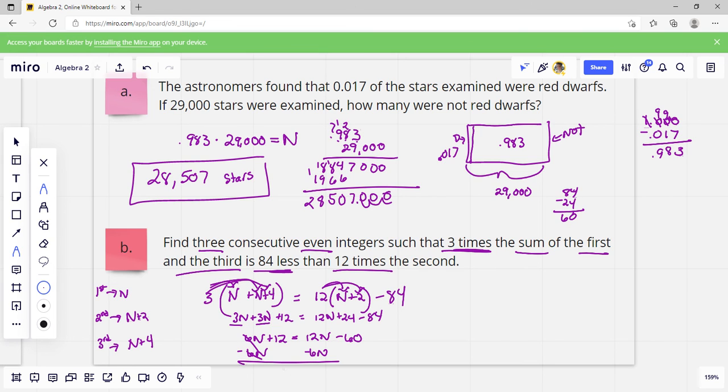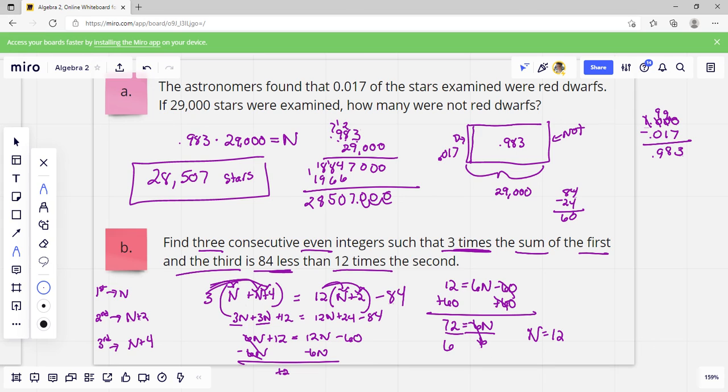Okay, now I'm going to try to get my n's together, so I'm going to do minus 6n, and I'm going to get 12, actually I'll write it up here, 12 equals, 12 minus 6 would be 6n minus 60, so I'm going to do plus 60, and I'm going to get 72 equals 6n. Divided by 6. And let's see, I'm going to get 12. 12 times 6 is 72, so n equals 12.